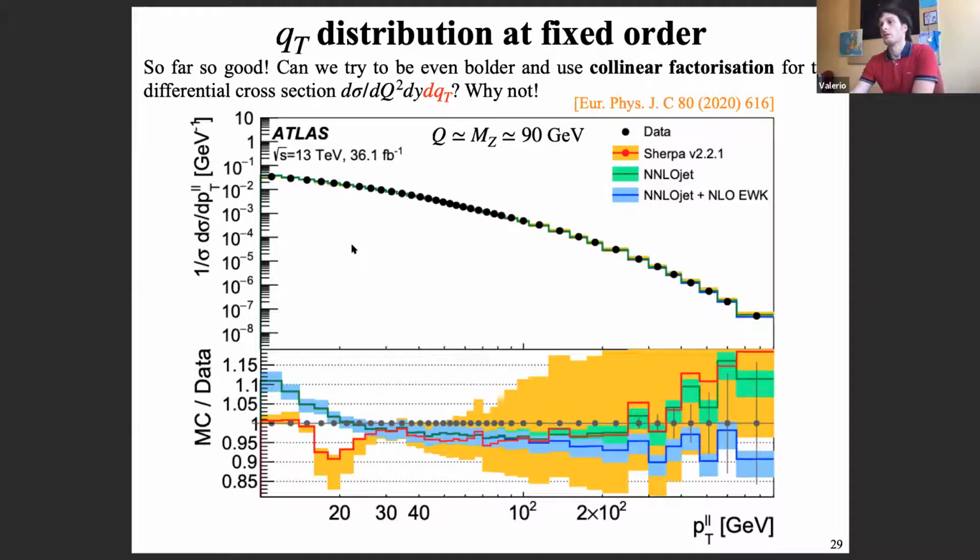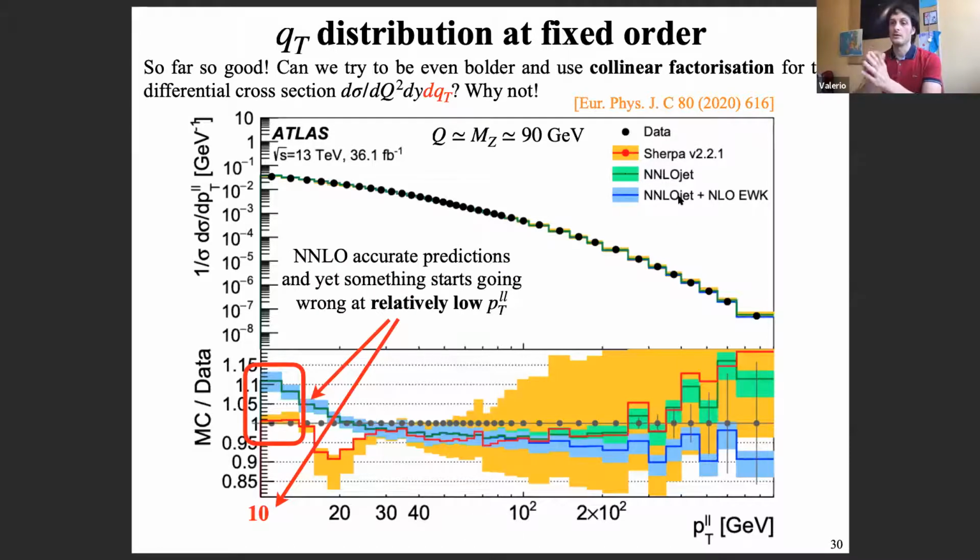And in this plot, what you see is a comparison between the very recent ATLAS data and the next-to-next-to-leading order calculation. So here is without the lepton corrections, and here is with the lepton corrections. But actually, what I would like you to concentrate on is the low QT region. So what you see is that despite these corrections being next-to-next-to-leading order accurate, so we already know that they should be quite accurate, so that higher order corrections cannot be that large, yet something seems to be going wrong in this region.